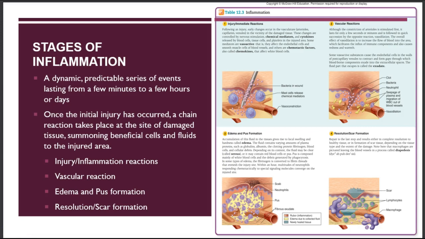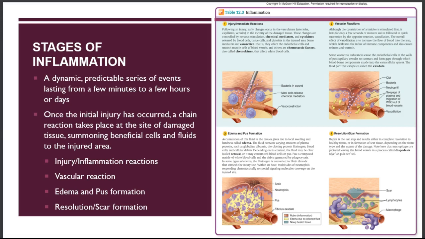So now we're going to talk about the stages of inflammation. There are 4 stages associated with the inflammatory response. These are predictable series of steps. They can last anywhere from a few minutes to a few hours or days. Once the initial injury has occurred, then there's a chain reaction of steps and activities that are going to take place to address the injury and potential infection.